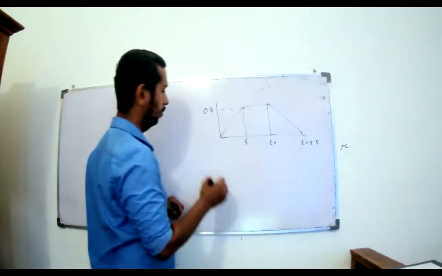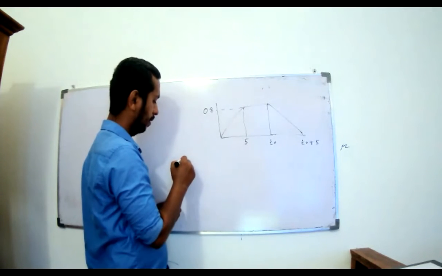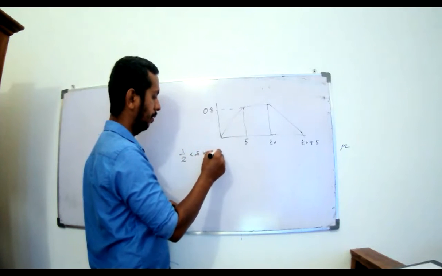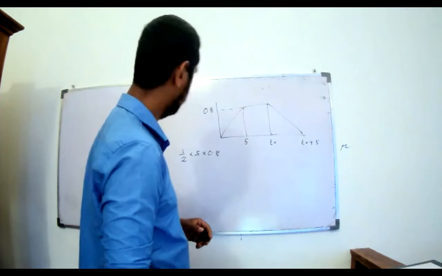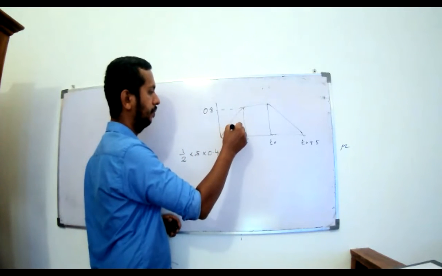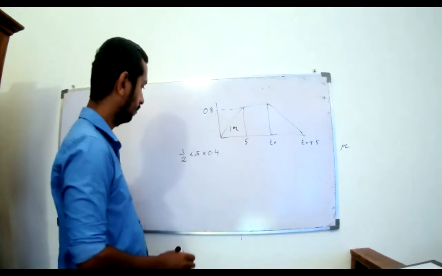So we know the area under the triangle is how much? Half into 5 into 0.8 is 0.4, eh? 1 meter is... 1 meter is. Yes, sir.